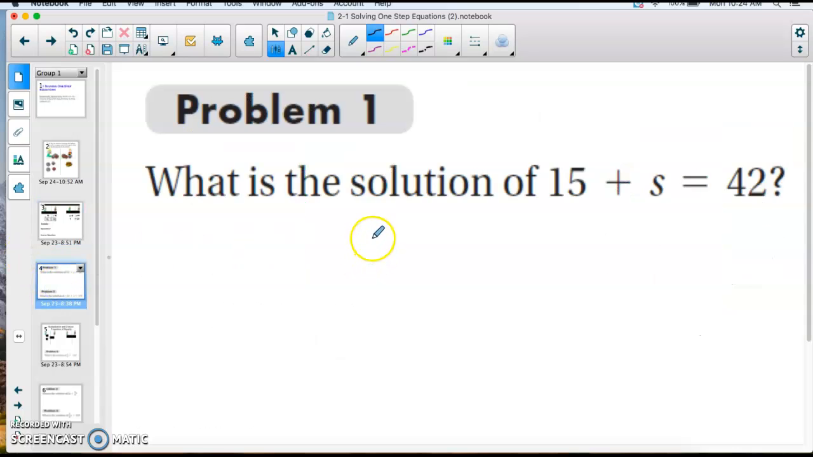Okay, so now here's another practice problem for us. We've got 15 plus s equals 42. Now, this is really positive 15. Okay, so what do we need to do? We need to subtract 15 from both sides. If you want to make your little wall, that's fine. So we need to subtract 15 from both sides, and we're left with s equals 42 minus 15. Let's see, subtract 10 would be 32, and then subtract 5 from that would be 27.